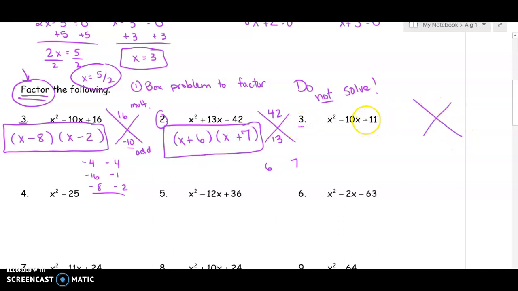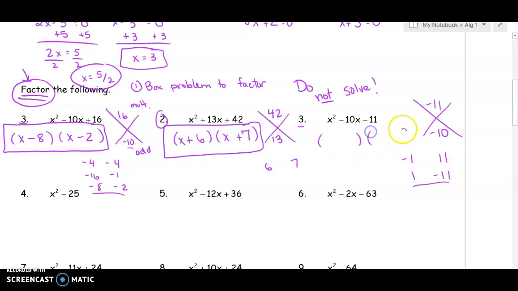It's got to multiply to be the last number. Notice it's a negative 11. Add to be the middle number, which is negative 10. So think about all the numbers that multiply to be negative 11. All right, not too many. It's either negative 1 and 11 or 1 and negative 11. The two numbers that are going to add up to be negative 10 are 1 and negative 11.